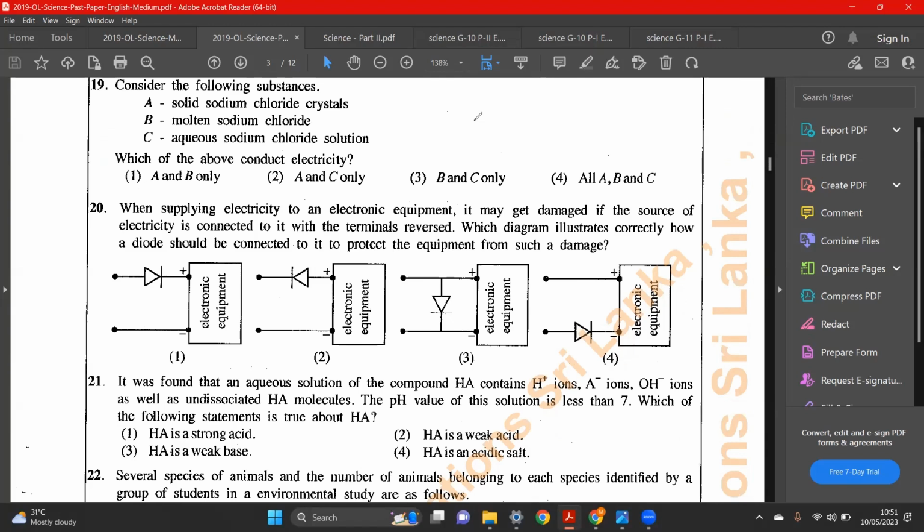Molten sodium chloride is when you manage to melt it and only have sodium chloride in liquid form. 100% sodium chloride, no water. That is the word molten. And then aqueous is always when it's mixed with water.